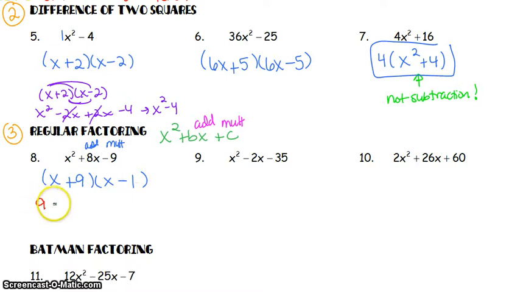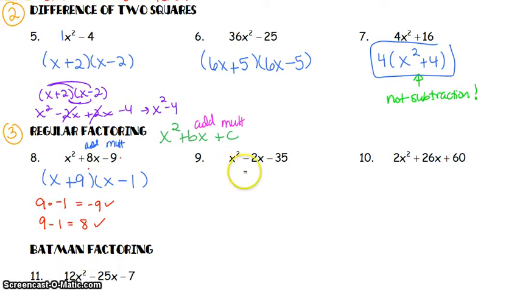You can always double check to make sure that you've met both criteria. So 9 times negative 1 is a negative 9. Good. We've got our multiplication. 9 minus 1 is 8. Good. You've met your middle piece. You don't have to write this on your paper, just kind of mentally check to make sure that you've hit both pieces.